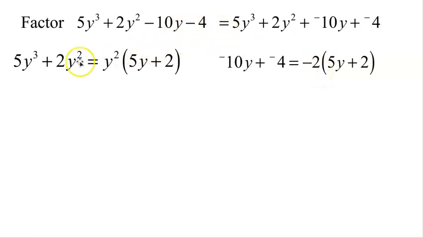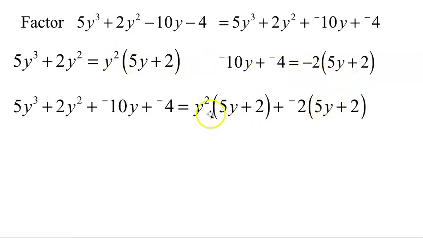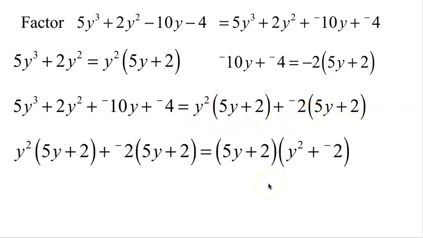Now, putting these two terms and these two terms together, it winds up with this piece adding this piece. Y squared times 5y plus 2, plus negative 2 times 5y plus 2. Each has a 5y plus 2. Thank goodness, that's what enables this process to work. We divide out the 5y plus 2, and we're left with y squared plus negative 2. But of course, y squared plus negative 2 is a rather informal way of writing it. More formally, we would call that y squared minus 2.